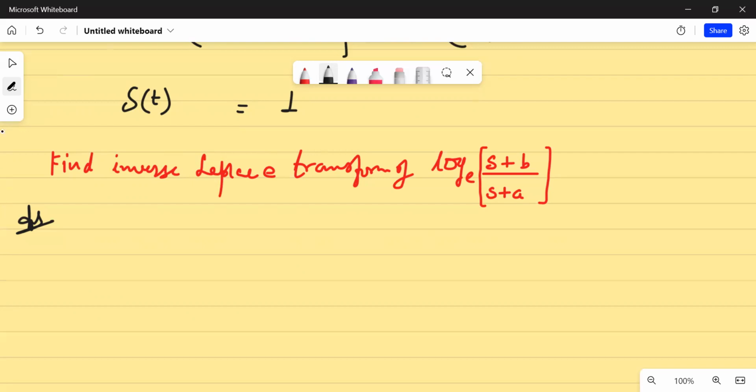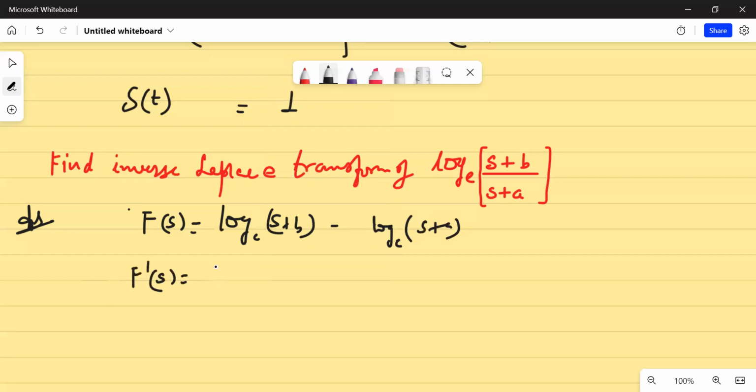Okay. How would you do it? I taught you today itself that no such function would have a Laplace transform corresponding to a log. So the best strategy is to differentiate. So let us write F(s) is equal to log to the base e of (s plus b) minus log to the base e of (s plus a). And now if you differentiate it, what you'll get? You'll get simply 1 upon (s plus b) minus 1 upon (s plus a).